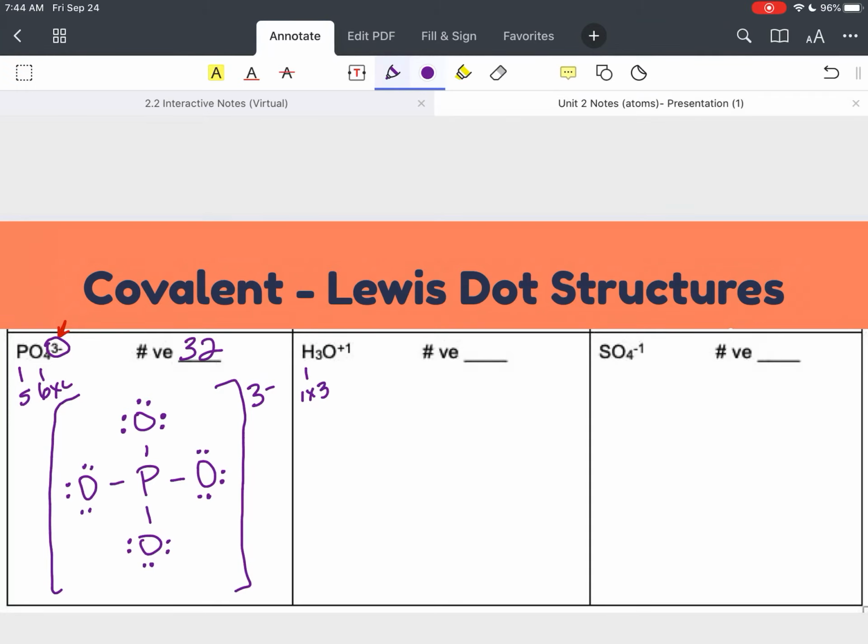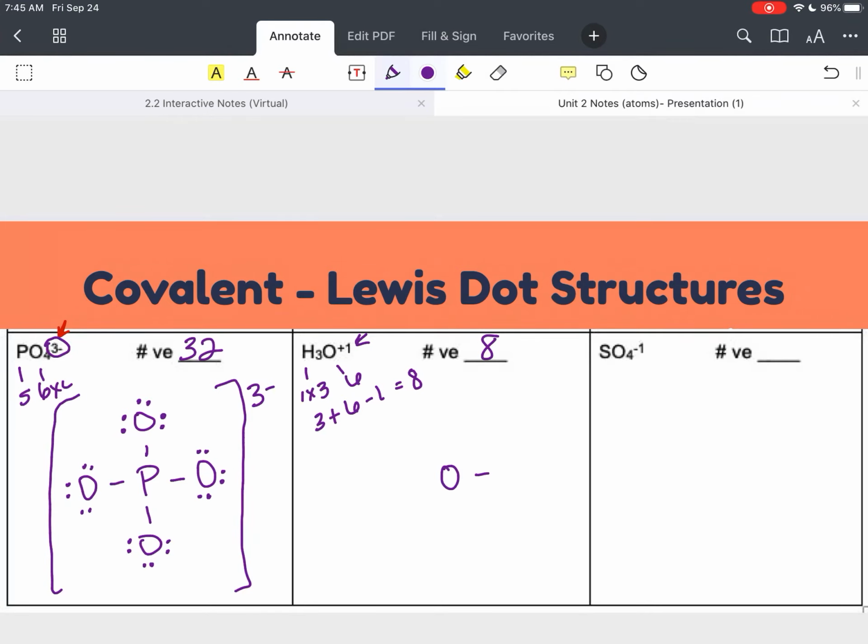Okay, let's look at the next one, because this has a plus. So hydrogen, it's 1 times 3. Oxygen is 6, and then don't forget we have a plus 1. So 3 plus 6, and then remember, if I have a positive charge, what does that mean? It means I lost an electron, so I have to take an electron away. Okay, so that means it only has 8 valence electrons.